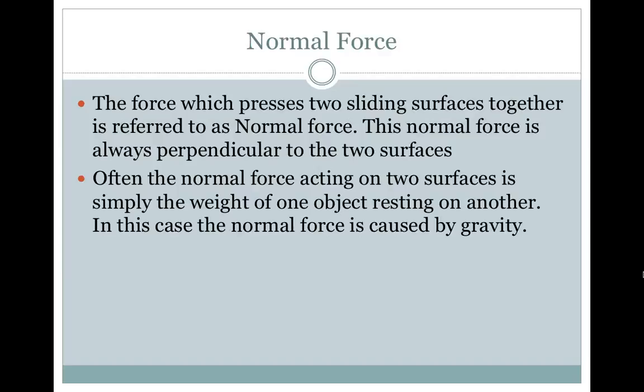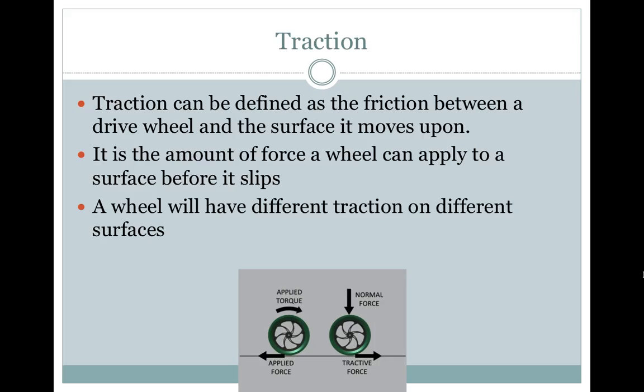Normal force. The force which presses two sliding surfaces together is referred to as normal force. This normal force is always perpendicular to the two surfaces. Often, the normal force acting on two surfaces is simply the weight of one object resting on another. In this case, the normal force is caused by gravity. Traction. Traction can be defined as the friction between a drive wheel and the surface it moves upon. It is the amount of force a wheel can apply to a surface before it slips. A wheel will have a different traction on different surfaces.